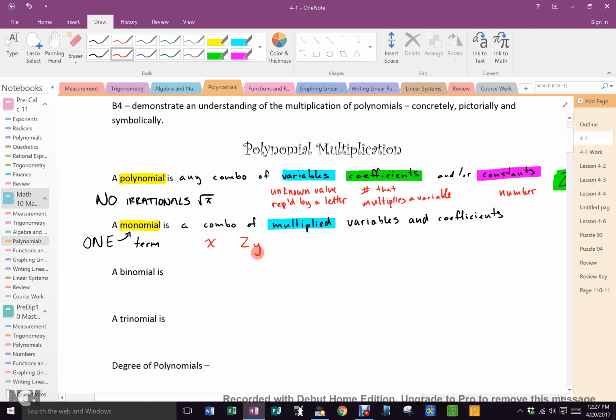Okay, what about this? 2y. Is that a monomial? Why? Because it's got a variable and a coefficient, and they're doing what? Multiplying. Everybody cool? Now here's where somebody's going to get it wrong.